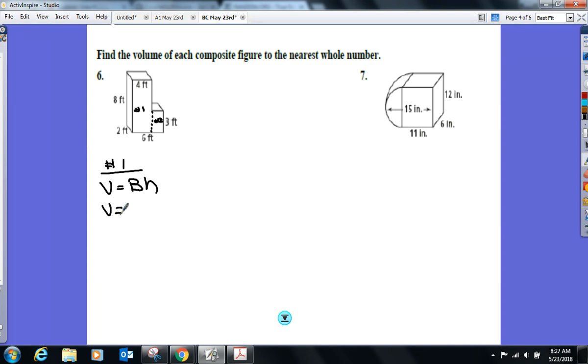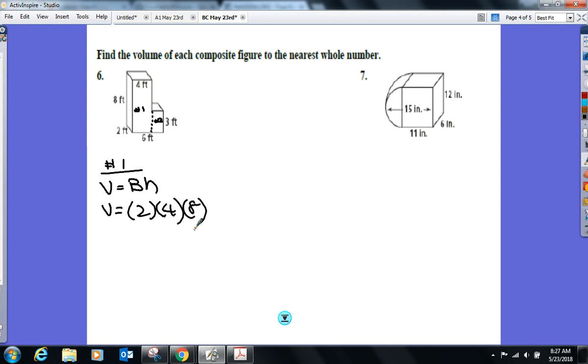Okay, so volume of number 1, what would be the base here? I know it's 2 by, what about this part down here? 2 by 4, yep. And how about the height of that prism right here, number 1? The height would be the distance between these two bases, 8.